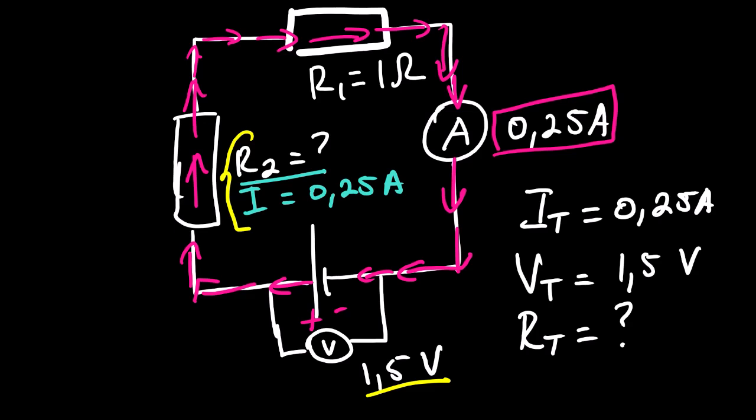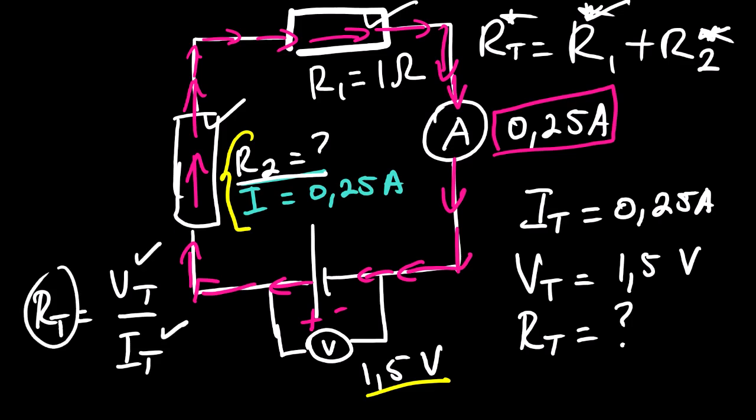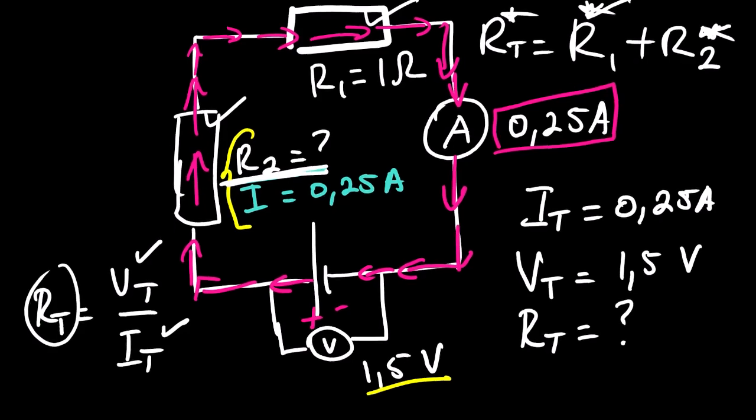There are two ways we can add the two resistances. Since the second resistance is unknown, we cannot use RT is equals to R1 plus R2. We don't have this, we only have this. Actually, we have R1, we don't have R2. But we can use Ohm's law, which is RT is equals to VT over IT. We have this, we have this. We can find the total resistance without finding the resistance of R2.